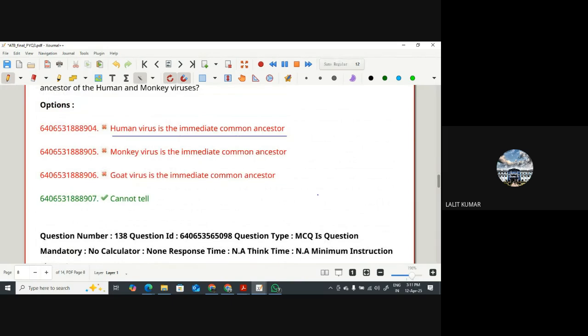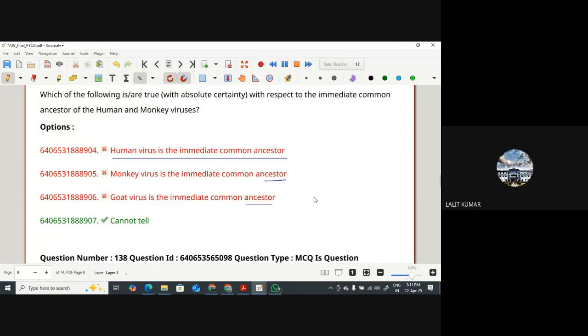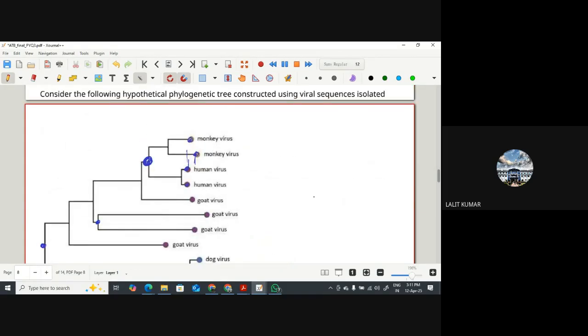Any question on this again? Yeah, can you once again explain this? See, that upper question, the first question they are asking: the human virus is the immediate common ancestor. So is the human virus the common ancestor? Human virus is not the common ancestor. No, human virus is somewhere here.